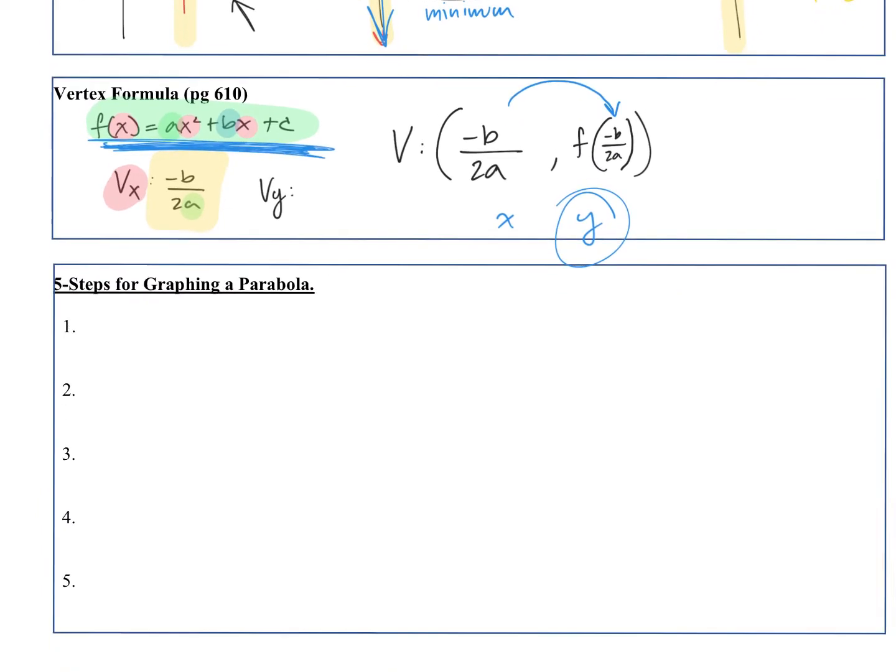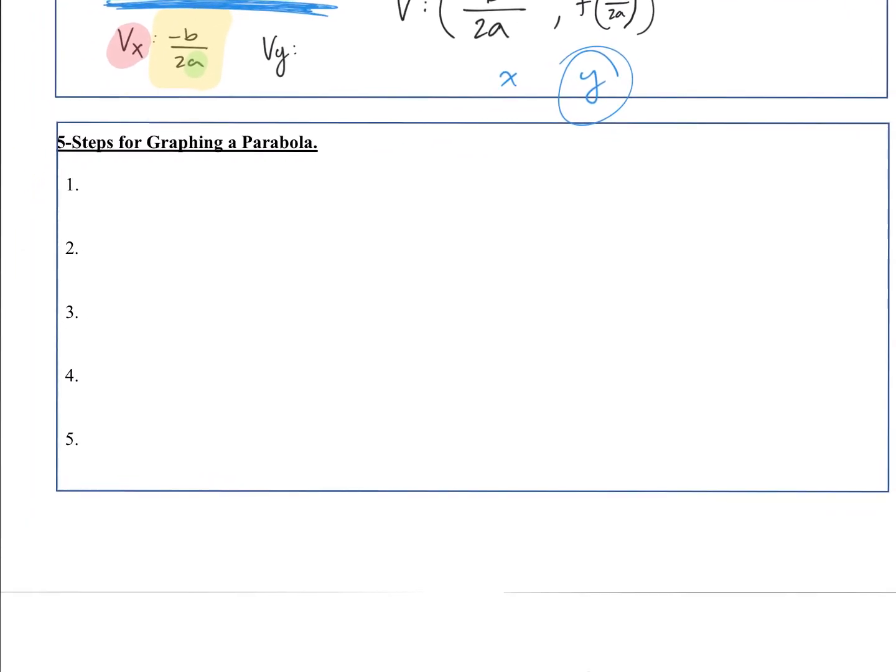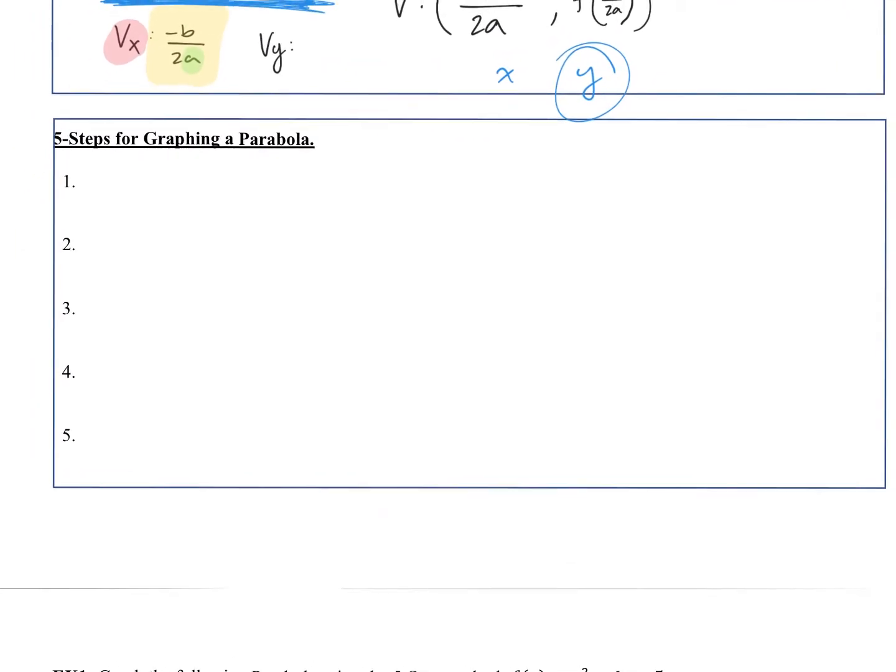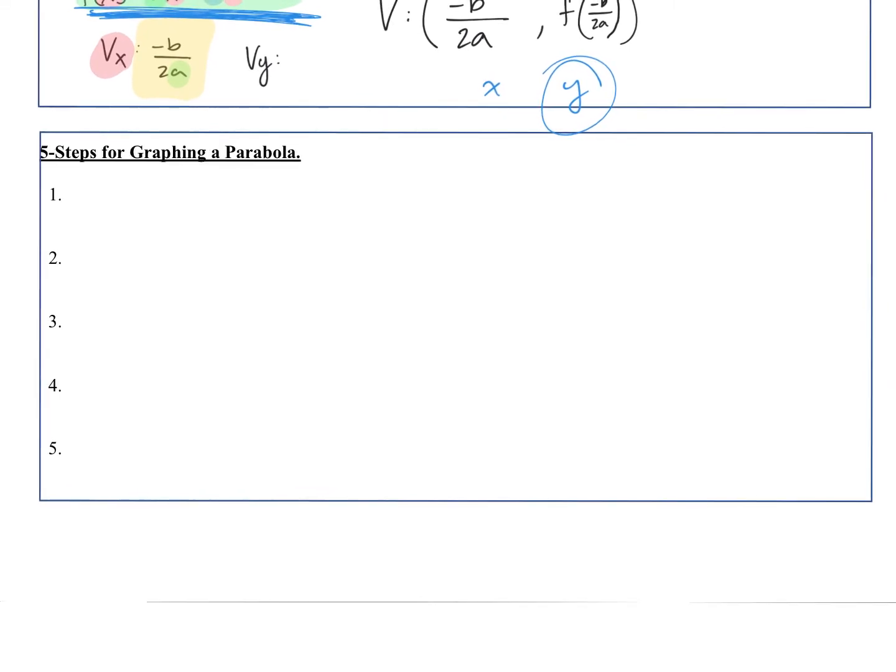So let's take a look at something called the 5 steps for graphing a parabola. Now these are important. Some of you may have different ways of graphing parabolas, but these 5 things are what I need to look for and find in your work when I'm grading. It does not necessarily have to be in this order, but these are the items I'm looking for.